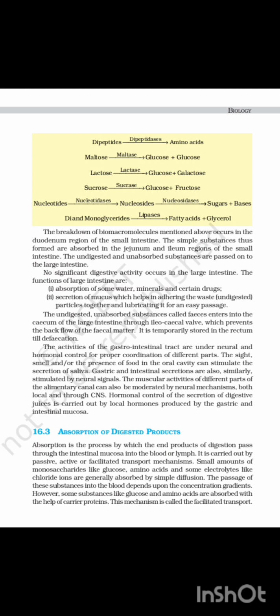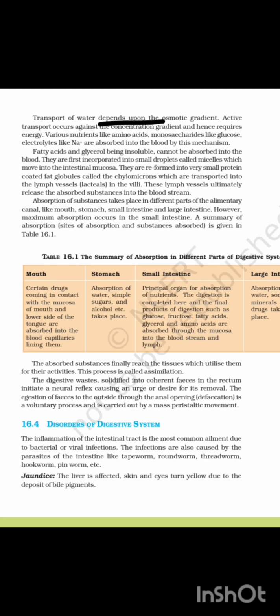However, some substances like glucose and amino acids are absorbed with the help of carrier protein. This mechanism is called facilitated transport. Transport of water depends upon the osmotic gradient. Active transport occurs against the concentration gradient and hence requires energy. Various nutrients like amino acids, monosaccharides like glucose, and electrolytes like sodium are absorbed into the blood by this mechanism.